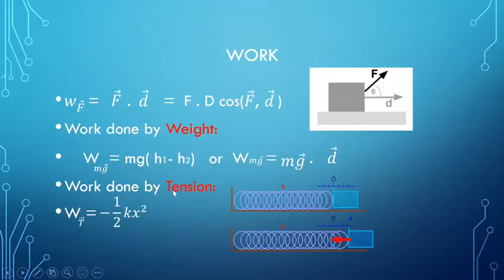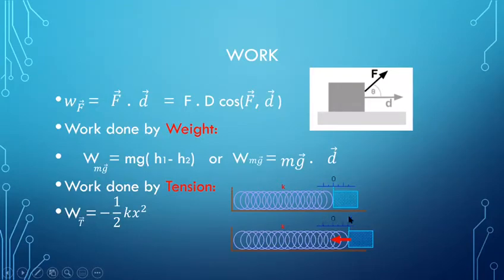And now for the work done by the tension, it is equal to minus half kx squared. And I've added this picture here because it shows how the tension affects this body, or the motion of this body. So this body is moving to the right in the positive direction.